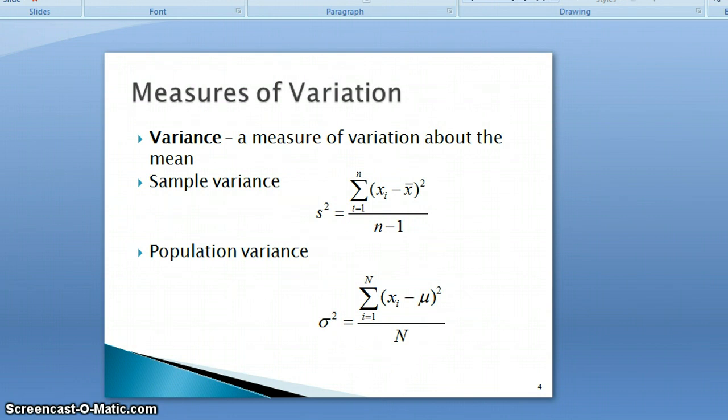A commonly used measure of variability is called variance. It's a measure of the variation about the mean. So we have the sample variance here, which we denote by s squared. We're going to use that to estimate the population variance, which we denote by sigma squared. So to calculate s squared, you have to know the sample mean, x bar. You also have to know the sample size, small n.